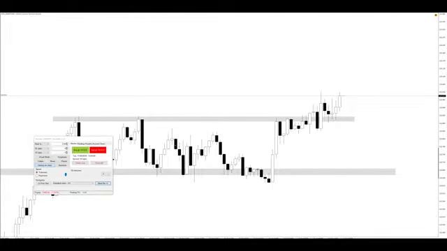Typically, do you take a buy once it broke all the previous highs, or do you prefer to wait for a candle to close?